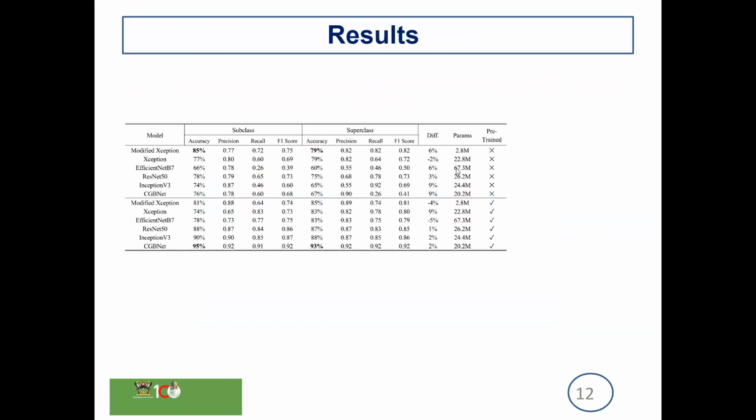These were their results, which were pretty impressive. They use accuracy, precision, recall and F1 score metrics to assess their models, but they predominantly focus on the accuracy score. They have 95% for their CGBNet on the subclass and 93% on the superclass, which is interesting. They also show that their modified Xception outperformed all the other architectures for training from scratch.